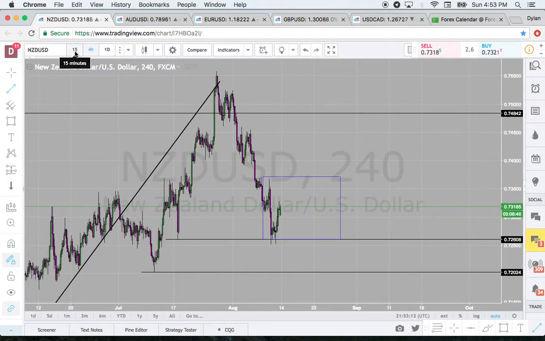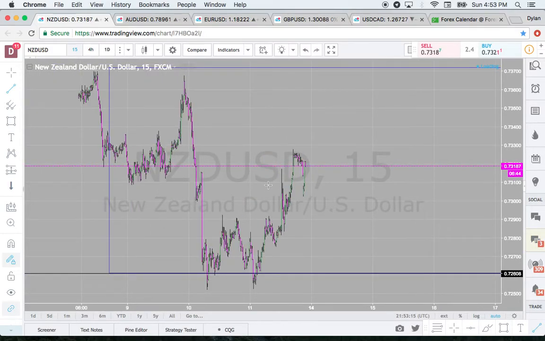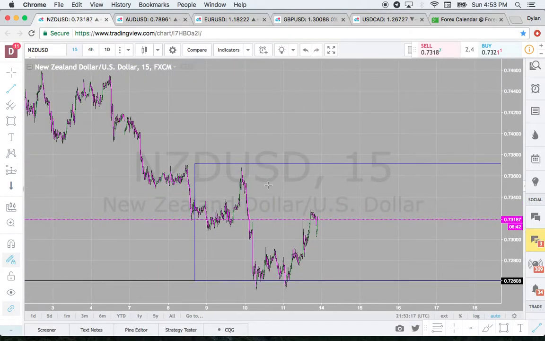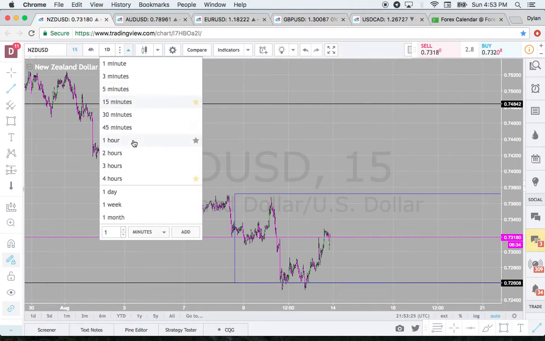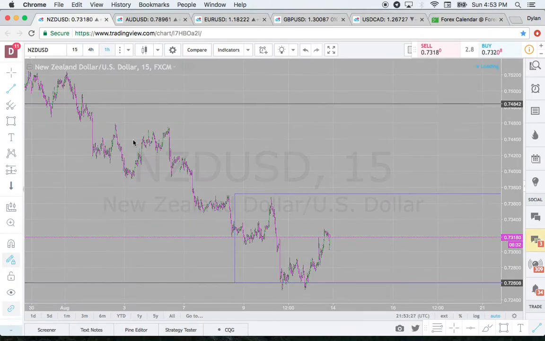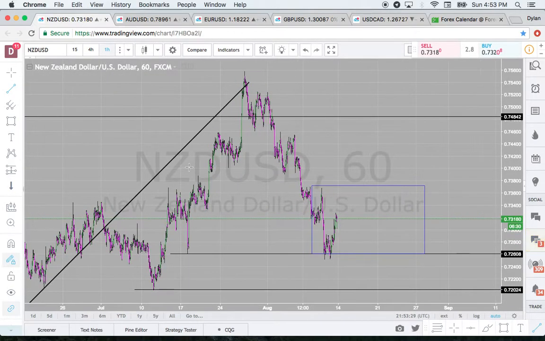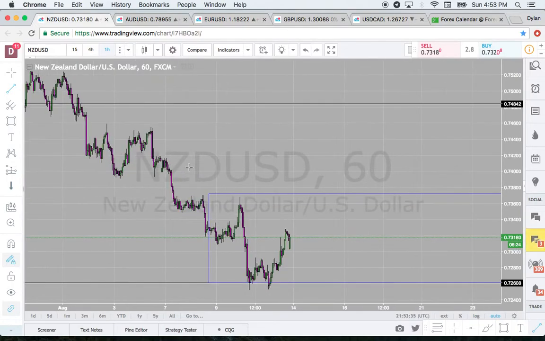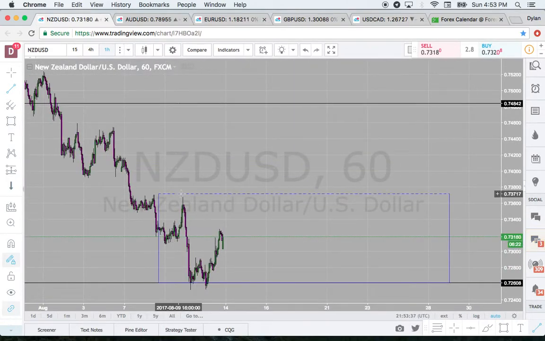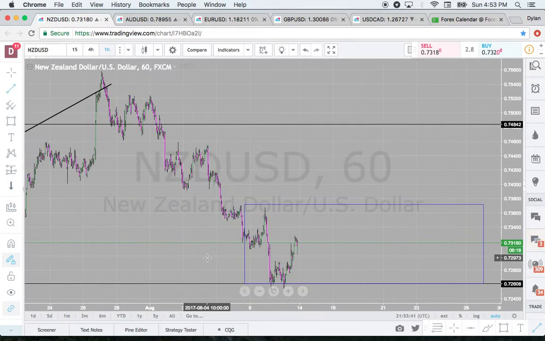So what I'm doing is just looking at each time frame, trying to find a bias that suits each one, and then correlates with each other. So here we can see the 1-hour time frame, just a little bit more detail.